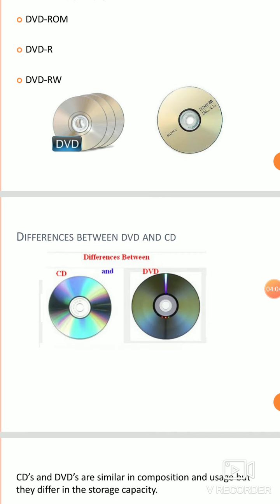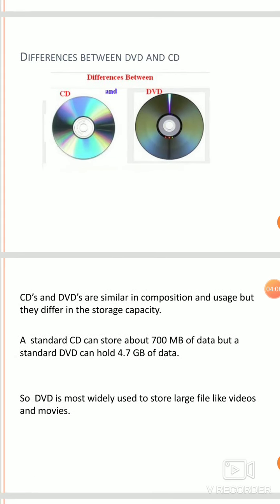Now let us come to the differences between DVD and CD. Although CD and DVD are almost similar in composition and uses, they mainly differ in storage capacity. A standard CD can store up to 700 MB of data, but a standard DVD can hold 4.7 GB of data. So DVD is most widely used to store large files like videos and movies.